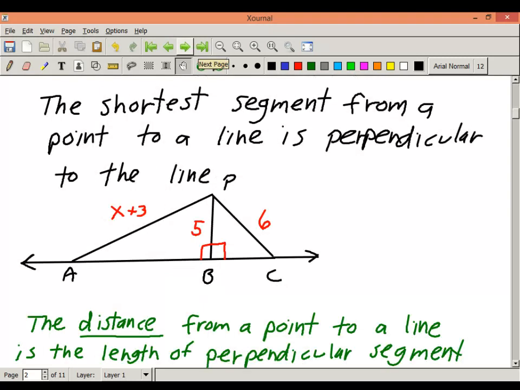Then we talked about what does it mean to have the shortest distance from a point to a line. The shortest distance from a point to a line is the length of the perpendicular segment from that point to that line. That's the shortest way to get there from a point to a line, is through a line which is perpendicular from that point to that line.